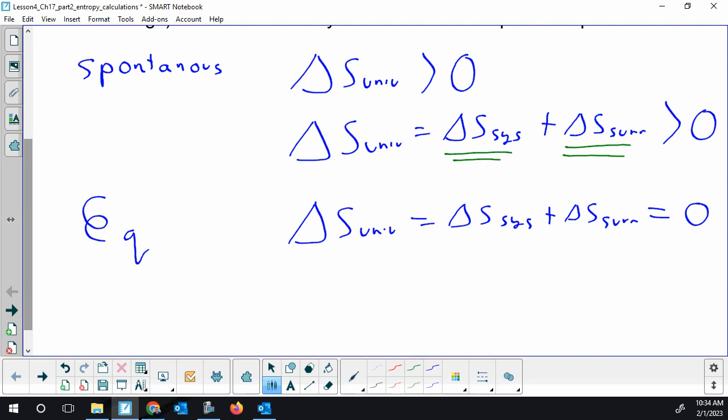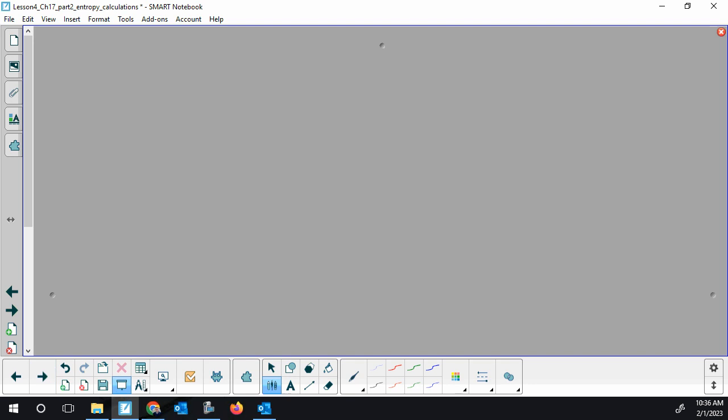Now I'm writing out all of my subscripts, but typically the system is dropped. So you're working through a problem, or I'm writing stuff on the board and I don't put in a subscript, it is the system. Okay, so we're going to predict the entropy change of the system first.